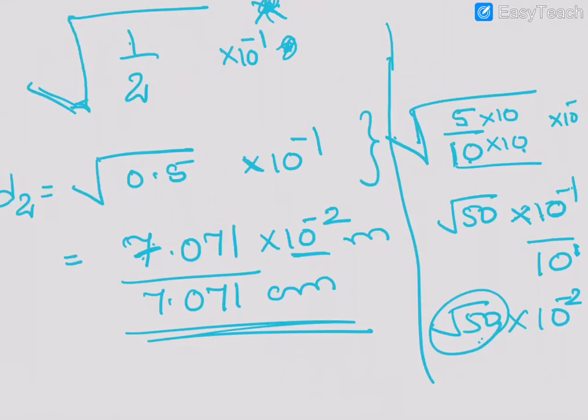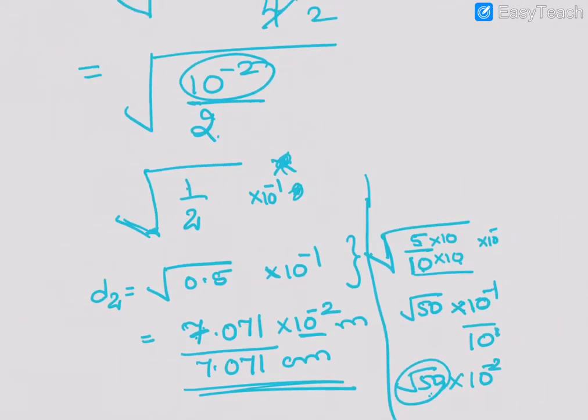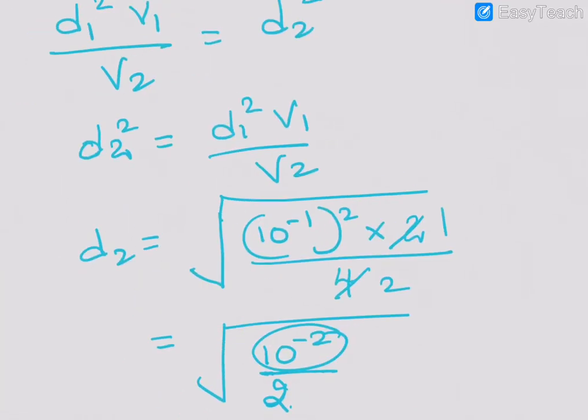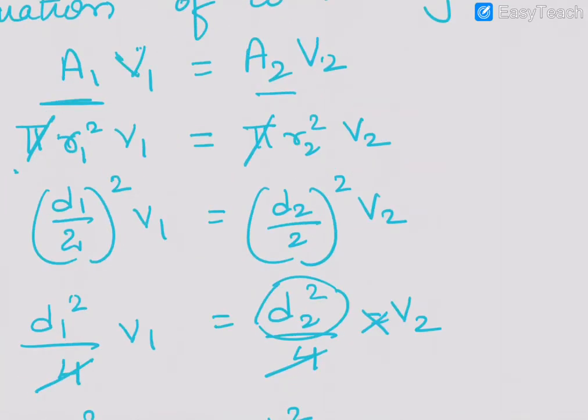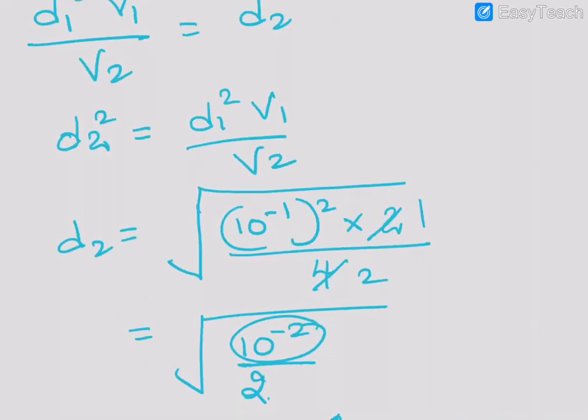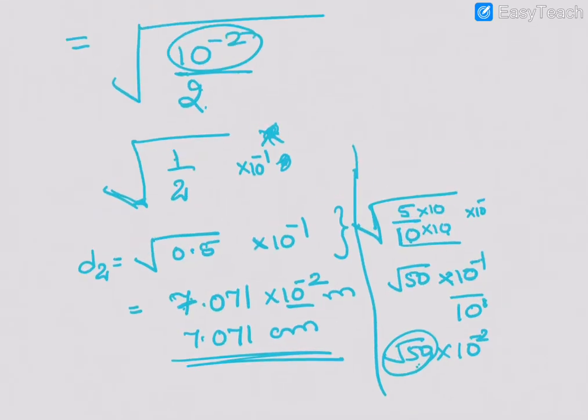Is it clear, children? Yes, it's an easy sum with just the equation of continuity, A1 V1 is equal to A2 V2. Only this much formula I have to remember. In place of area, pi R1 square, A2 pi R2 square. In place of R1 put D1 by 2, in place of R2 put D2 by 2. Right? Clear? Okay, so we stop this video. Fine.